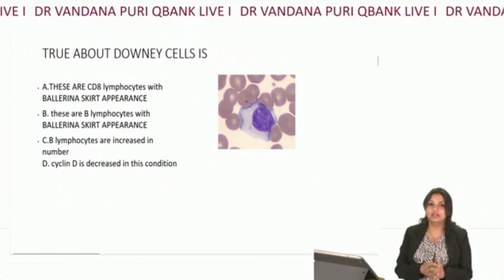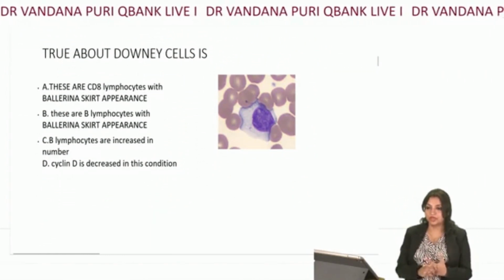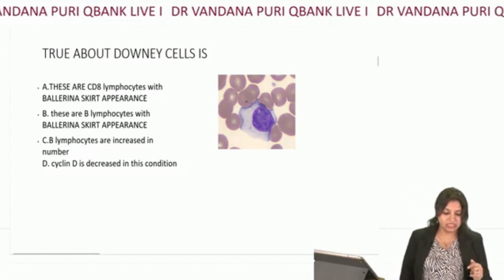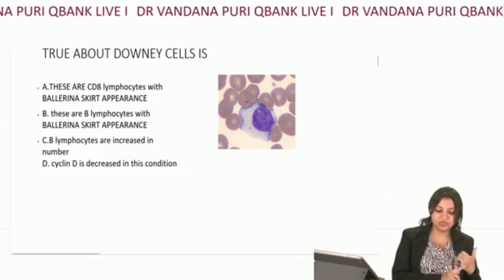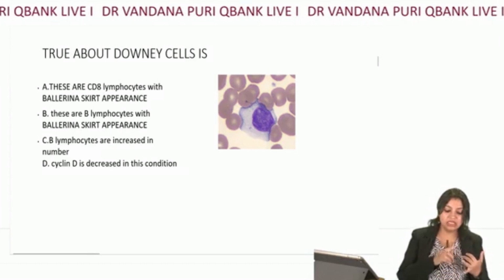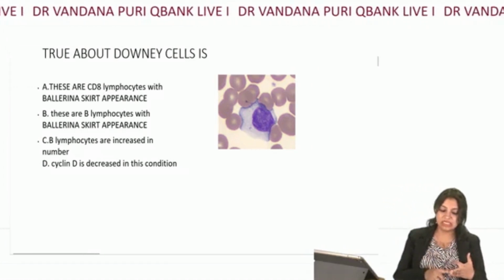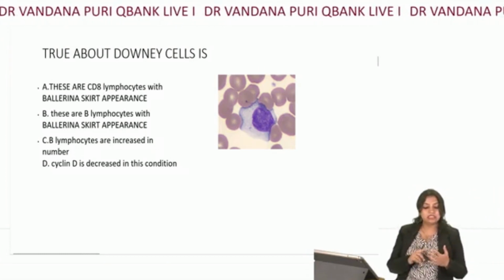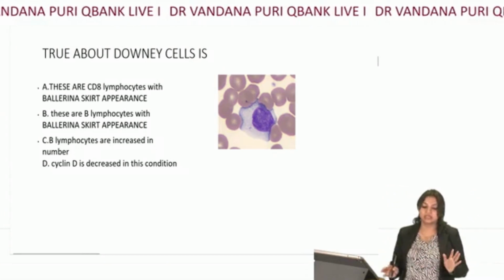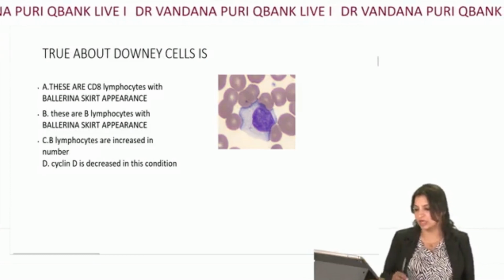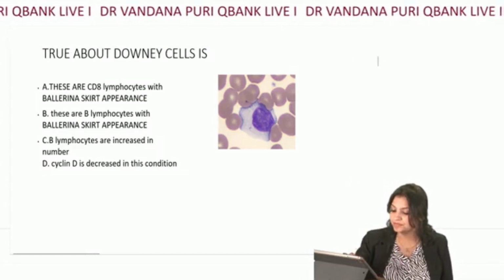Okay, so you have 20 seconds to answer this question. True about Downey cells: they are CD8 lymphocytes with ballerina skirt appearance; they are B lymphocytes with ballerina skirt appearance; B lymphocytes are increased in number; cyclin D is decreased in this condition. So let's see how many of you answer it.